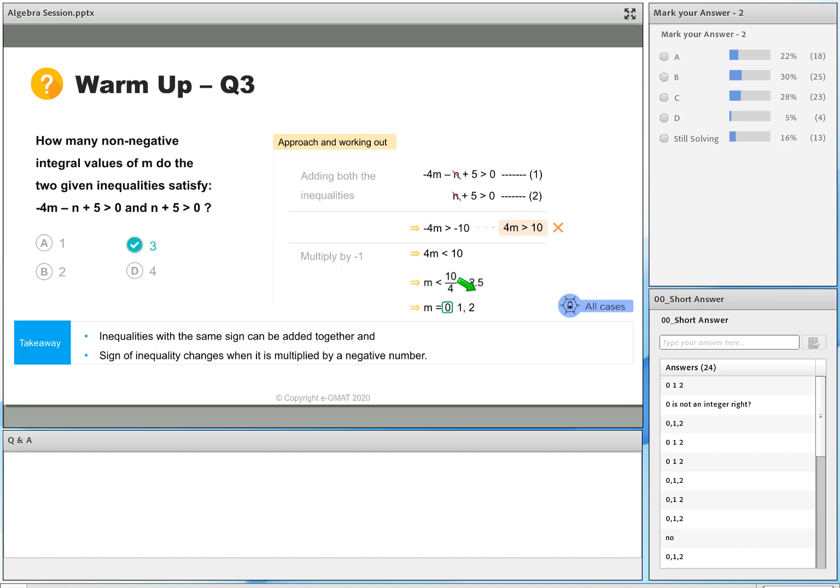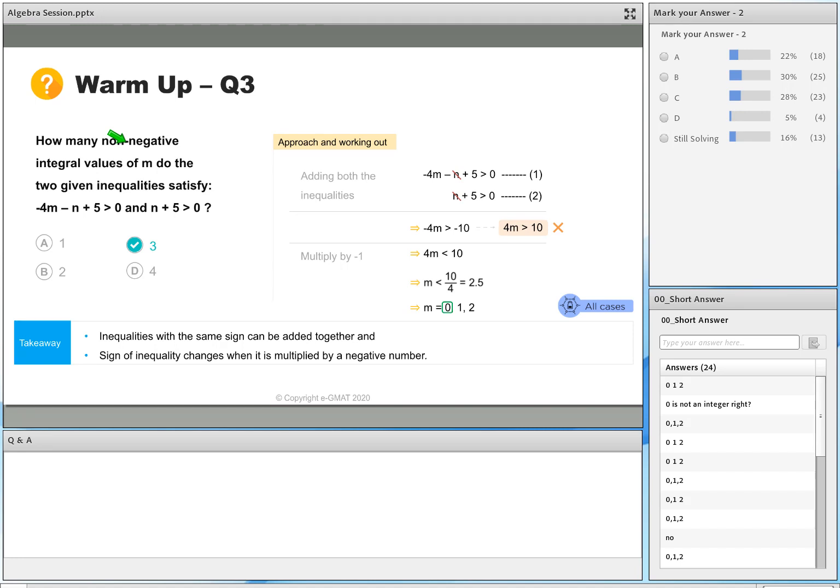So if m is less than 2.5, what are all the integral values? That means what are all the integers there? It is 0, 1, 2. Actually, there could be negatives as well, but the question specified it is non-negative. So I hope everybody understood this. 0 definitely is an integer.